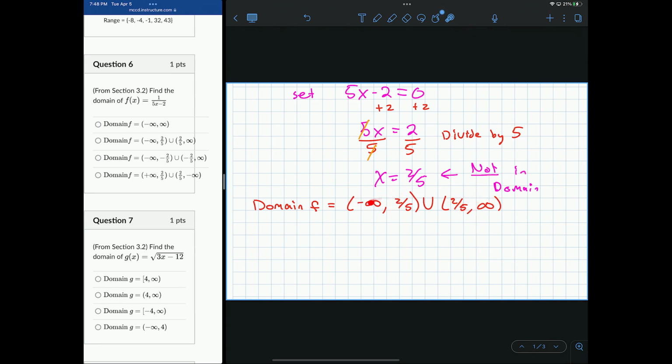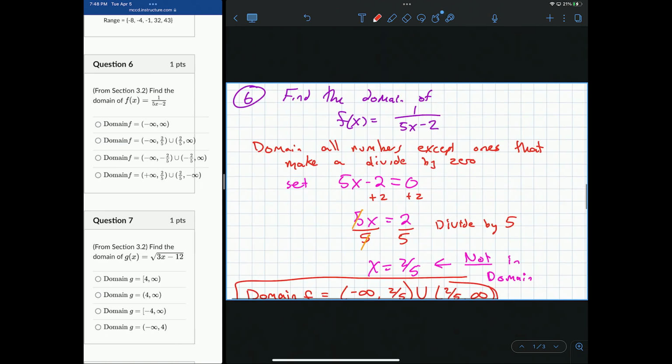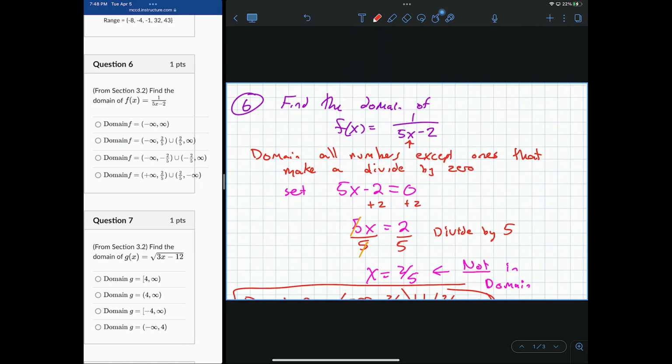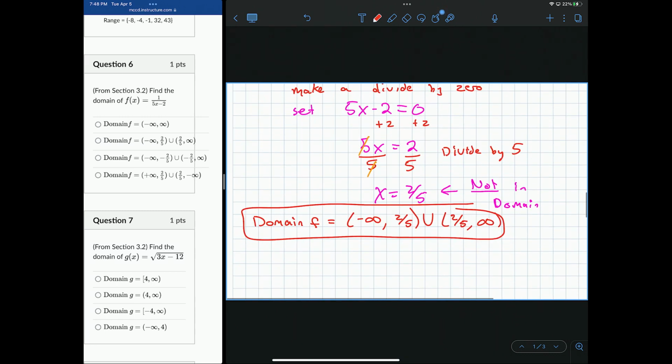This is everything less than 2/5, and this is everything greater than 2/5. 2/5 itself is not here and not here, right? That's what the parentheses mean. We're not including that number. So this is everything except 2/5, and that is your domain. Can't have 2/5 because if you put a 2/5 in for x, you get 1/0, which is not allowed. So you do that, and then you figure out which one of these actually matches up perfectly.